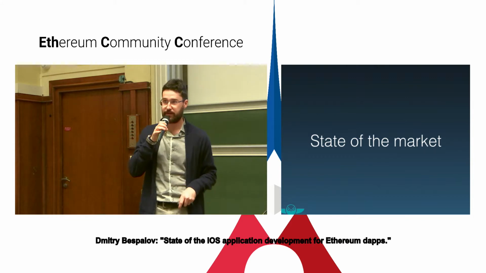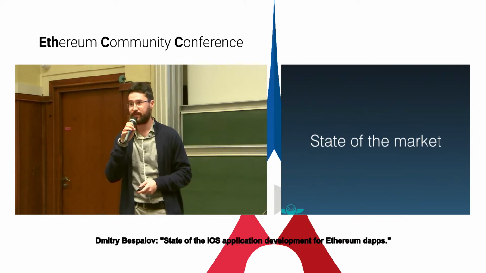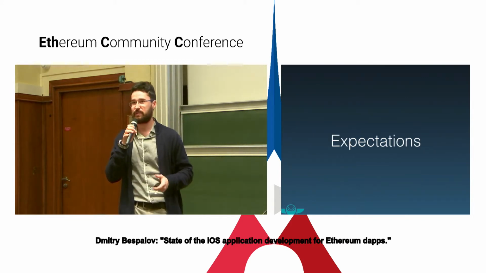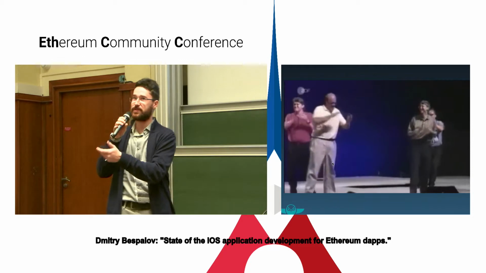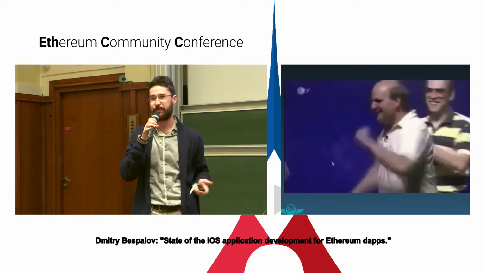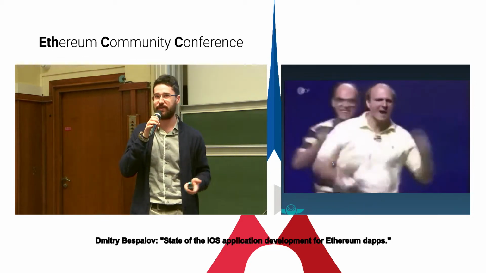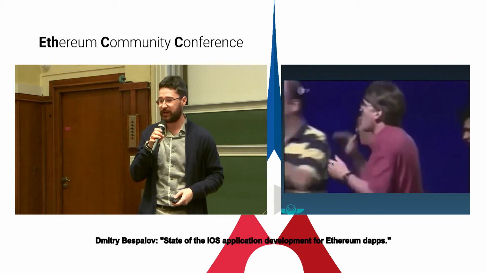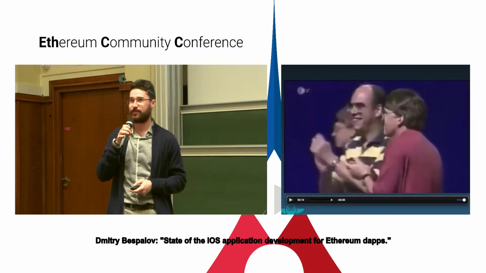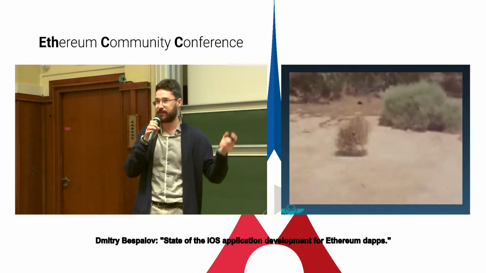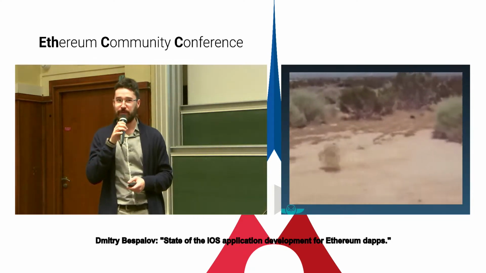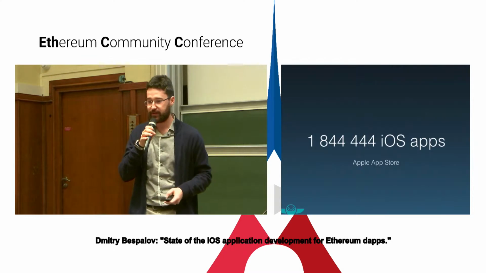So, state of the market. When I was preparing this presentation, I was expecting to find that there are developers everywhere, developers of iOS applications that are building for Ethereum. But in reality, when I started to search for the statistics, the reality was more like this. So, a plain field. And why is it so?